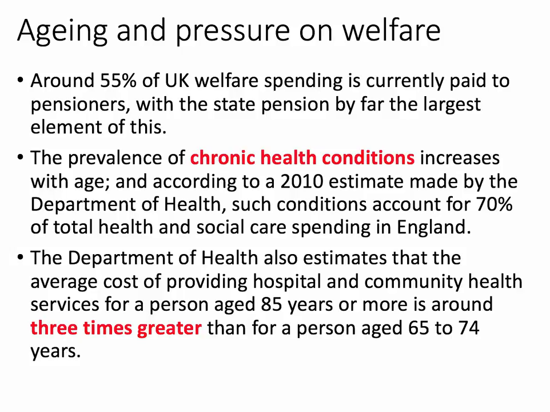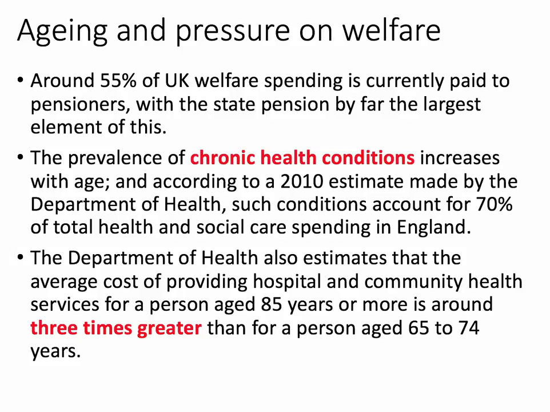We know that the prevalence of chronic health conditions, including some disabilities, for example, increases with age. And according to an estimate made about 5 or 6 years ago, these chronic health problems account for over 2/3 of total health and social care spending in the UK. The average cost of providing hospital community health services for a person who's aged 85 or more is nearly 3 times greater than for a person who's 10 years or so younger.